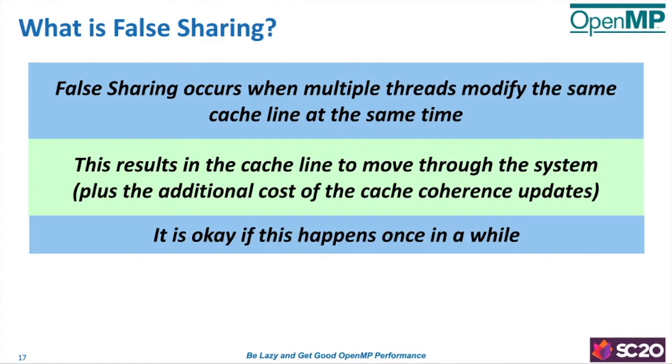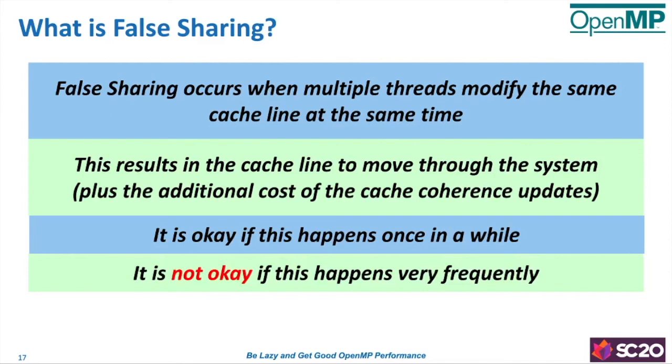Now, false sharing happens throughout the execution of the program. And if it's not too frequent, that's okay. That just happens once in a while, and that's fine. It's not okay if this happens very frequently. If it's in the heart of your algorithm, that's when you have a noticeable impact on performance, and you should look into false sharing, trying to fix it.